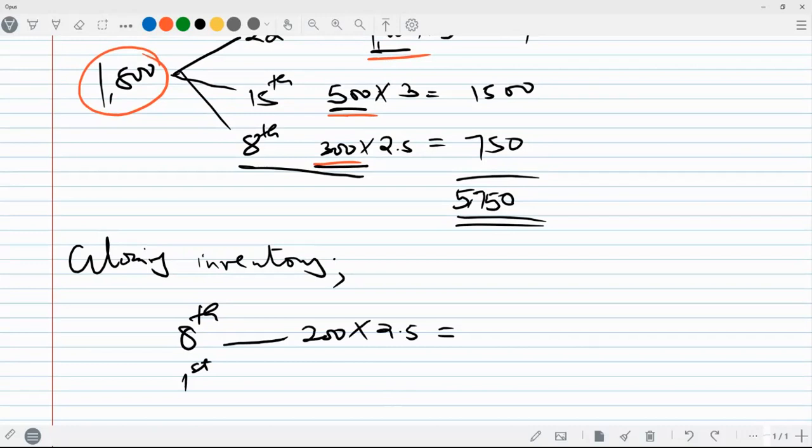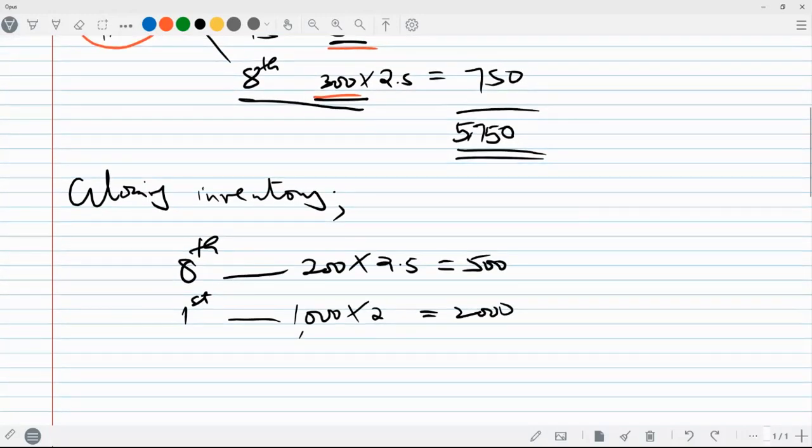Then on 1st September, don't forget we never sold from the items we had as at 1st of September. They are 1,000 at a price of 2. Therefore this is giving us 2,000, and the items that remain unsold by the end of the month, the total value, is equal to 2,500.